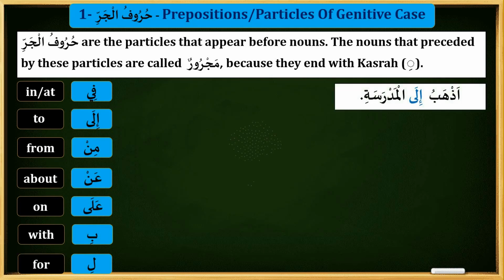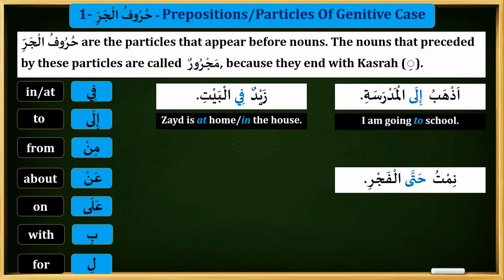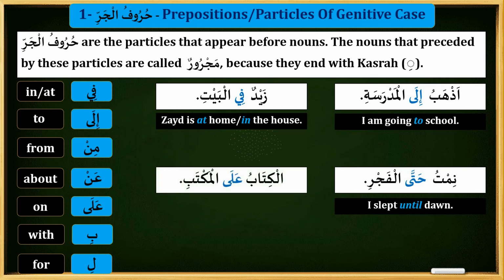Examples: أذهب إلى المدرسة, I am going to school. The word after إلى takes kasra, المدرسة. زيد في البيت, Zaid is at home or Zaid is in the house. نمت حتى الفجر, I slept until dawn, until fajr. الكتاب على المكتب, the book is on the desk. As we see, all the nouns after prepositions get kasra.